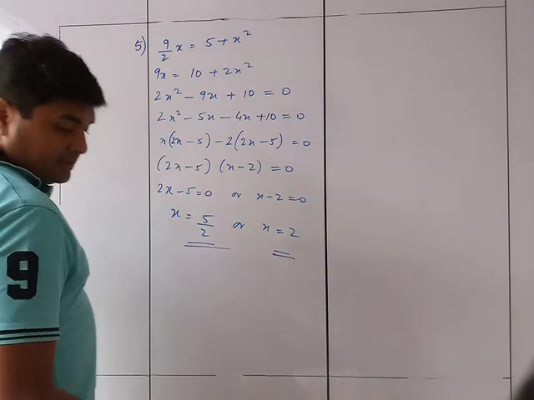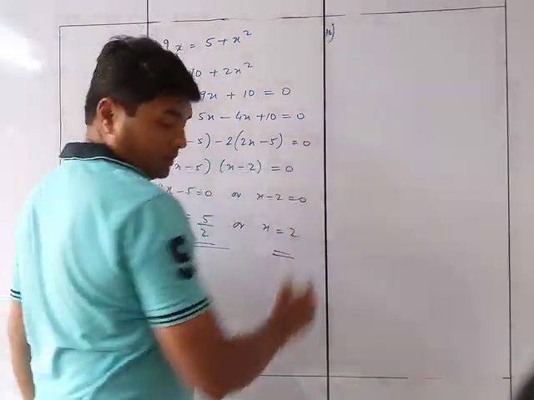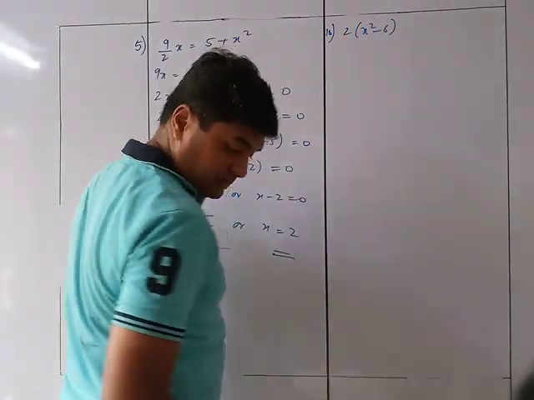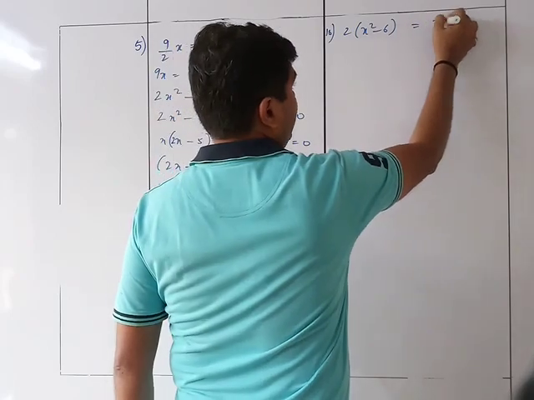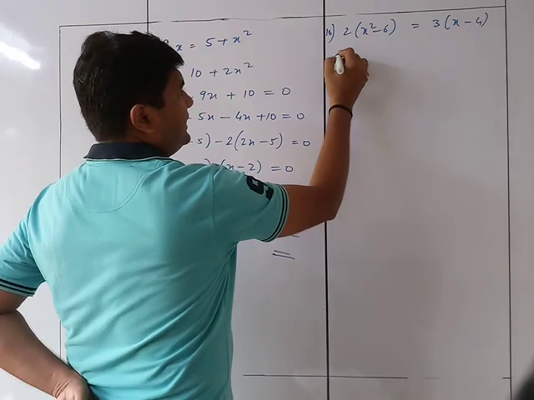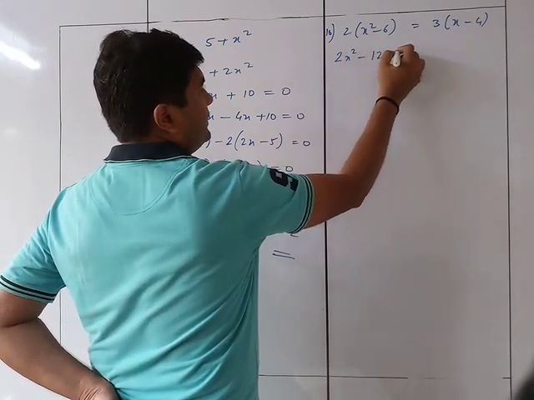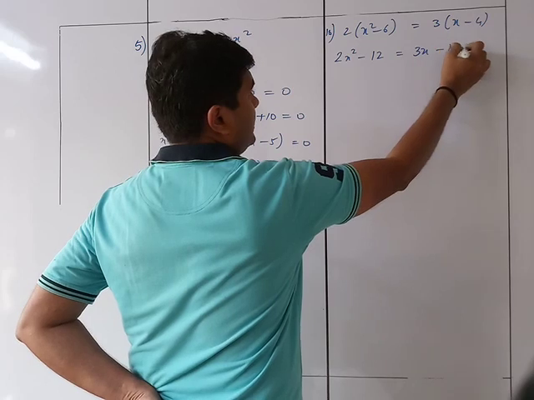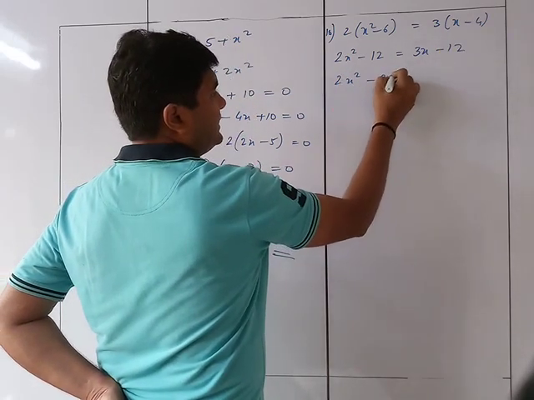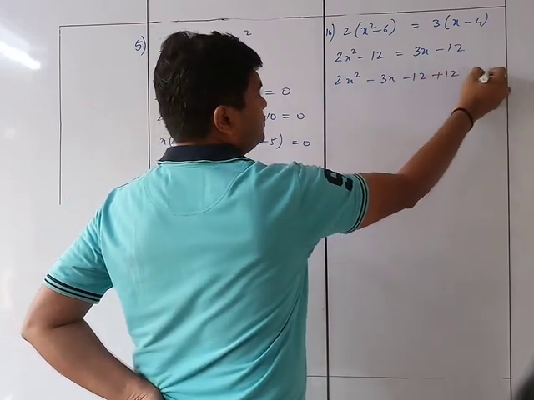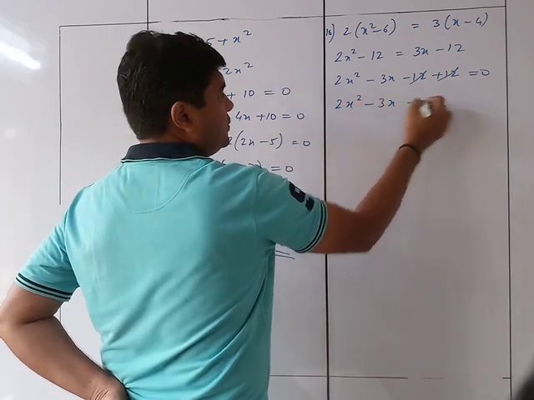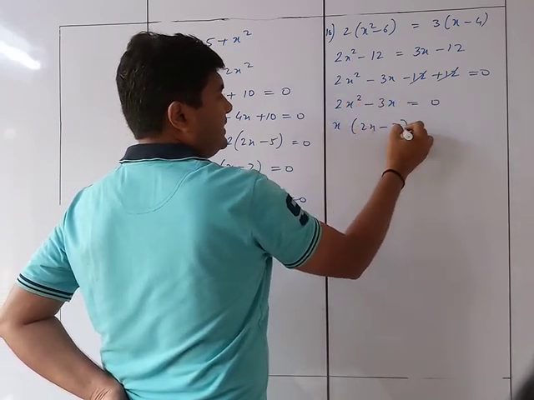We see the next sum, that is the 10th sum. In the 10th sum we have 2x square minus 6 is equals to 3x minus 4. Opening the brackets, you get 2x square minus 12 is equals to 3x minus 12. So 2x square minus 3x minus 12 plus 12 is equals to 0. So 2x square minus 3x is equals to 0, x common, 2x minus 3 is equals to 0.